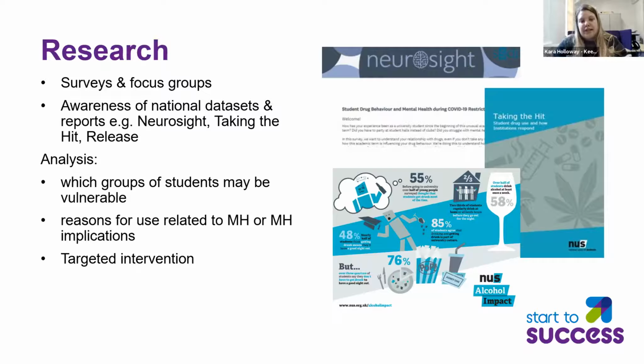So for example, you can identify which groups of students may be vulnerable to mental ill health, or the reasons why students are using substances, particularly in relation to mental health, if they're using it to cope or to self-medicate, or if we know that someone is struggling with their mental health, is drug use included in that as well? And that will help to target some interventions there as well.